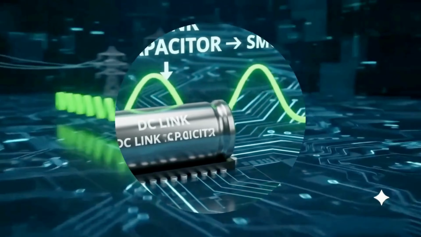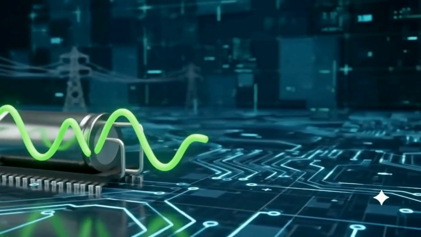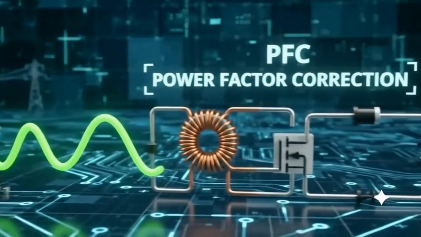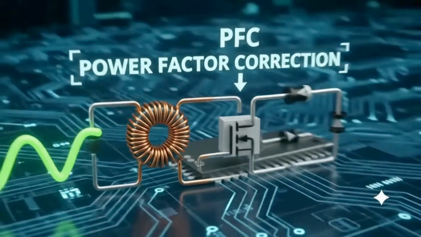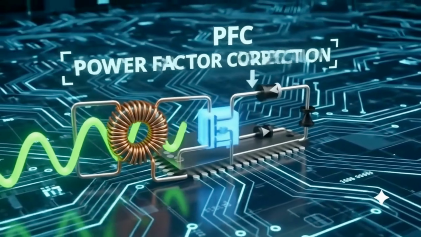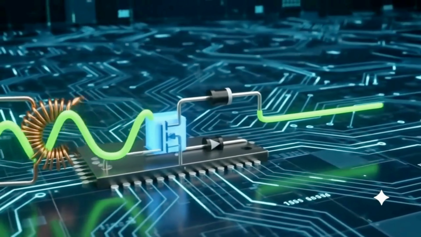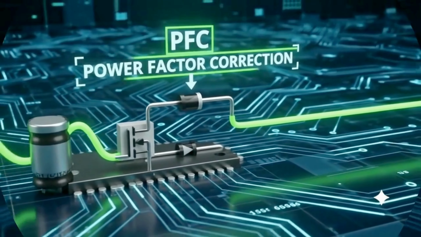Perfect. Following the DC link stage, the power factor correction circuit actively controls the electrical current. This PFC circuit corrects the waveform. This makes the power distribution much more efficient.